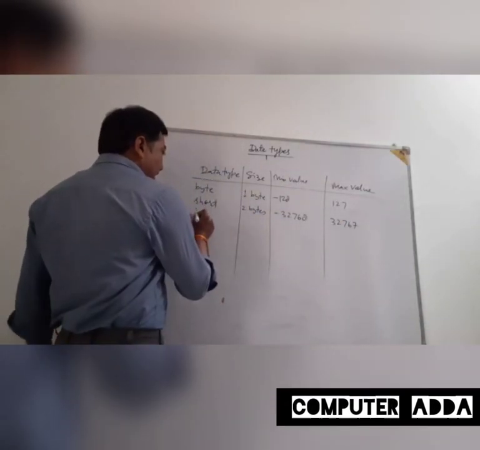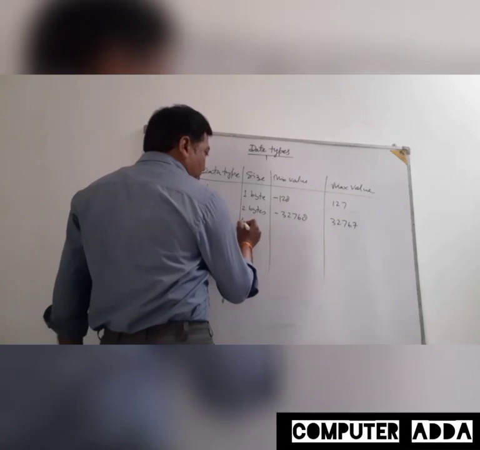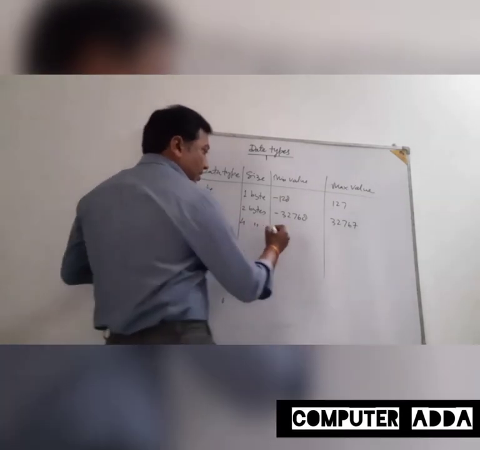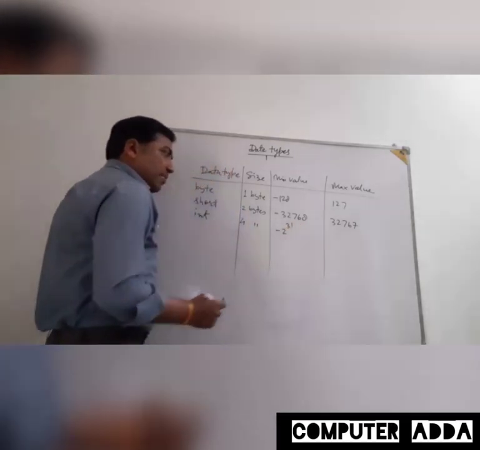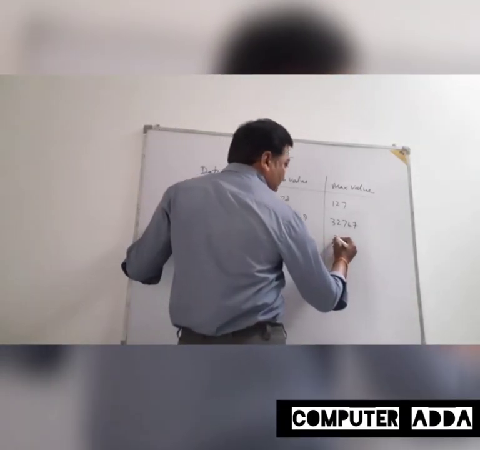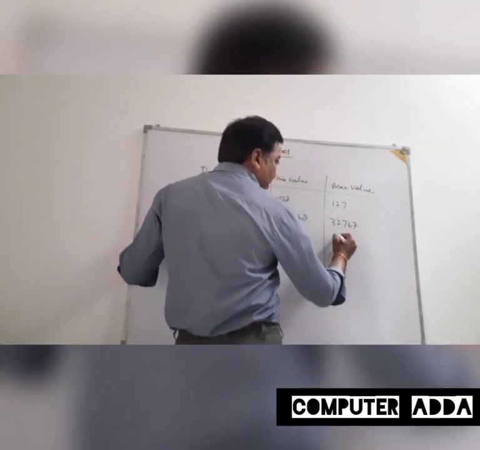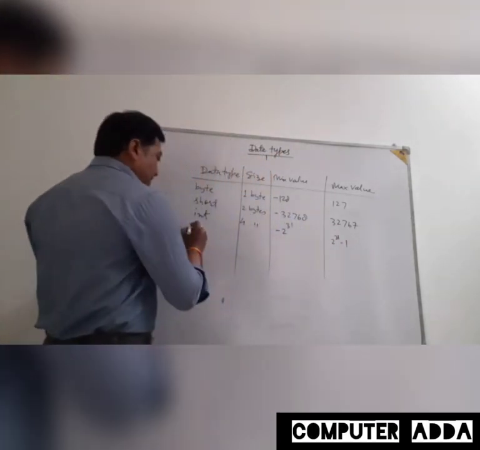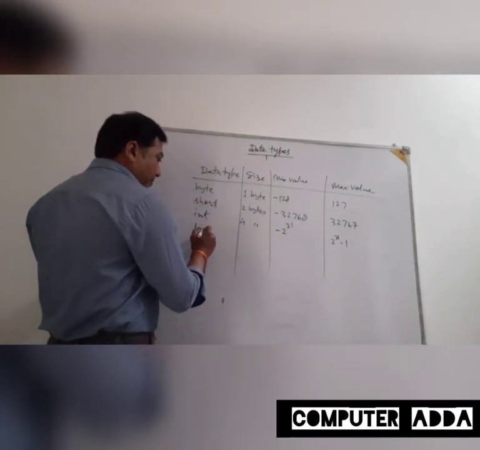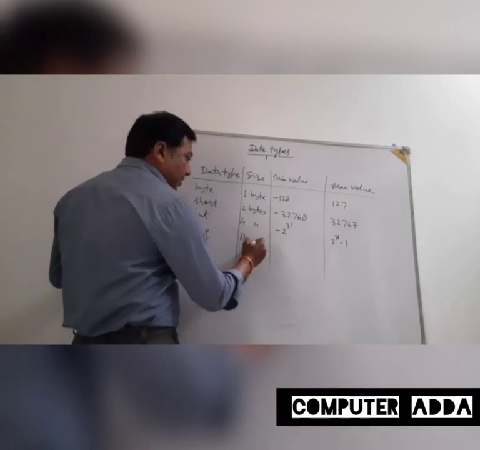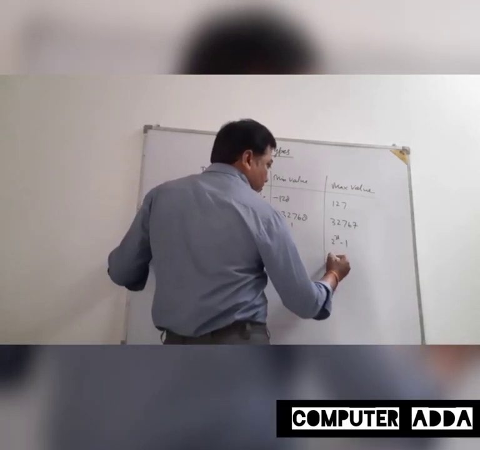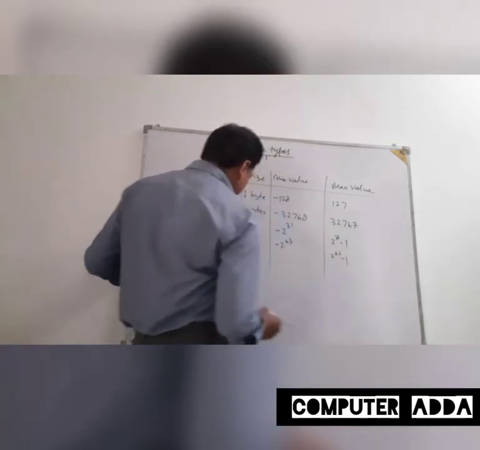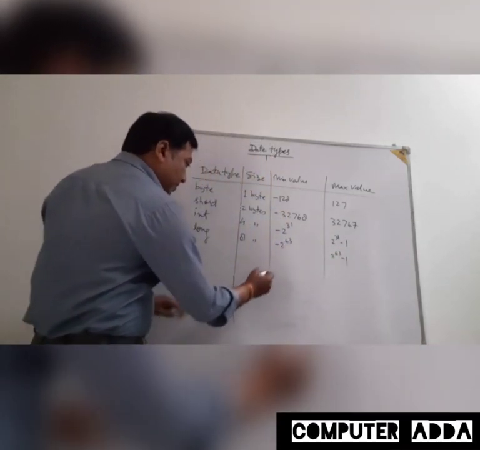Then int occupies 4 bytes. Here the range is very big. Minus 2 to the power 31 is the minimum value, and 2 to the power 31 minus 1 is the maximum value. Then long occupies 8 bytes. Minus 2 to the power 63 is the minimum value, and 2 to the power 63 minus 1 is the maximum value.